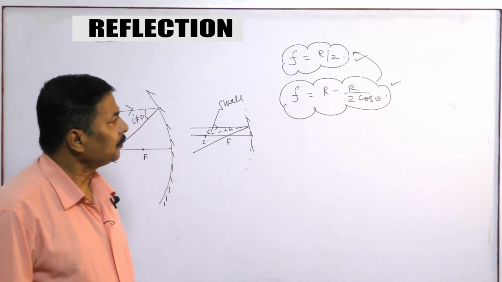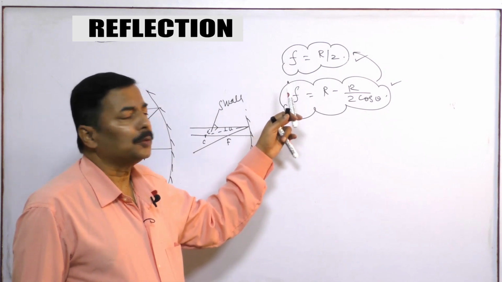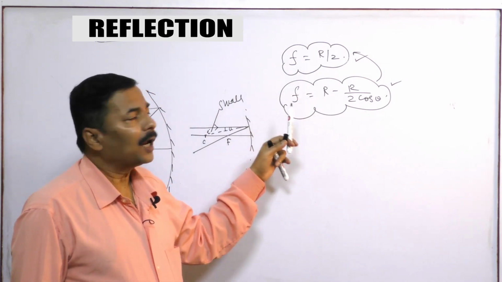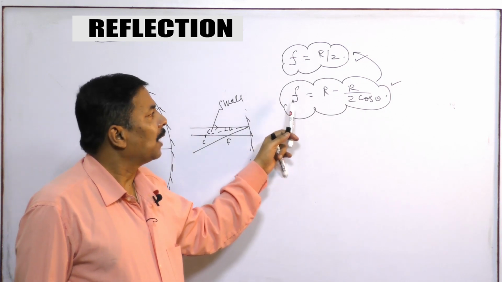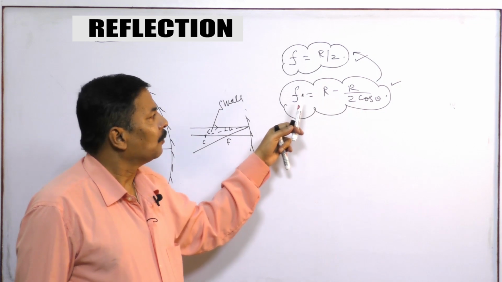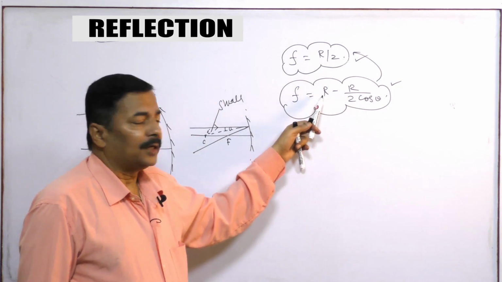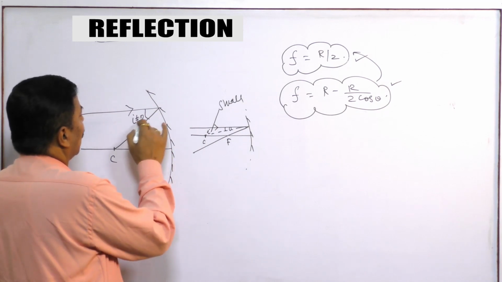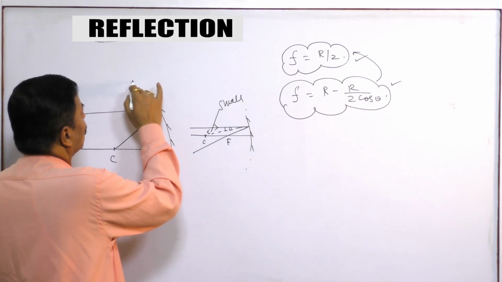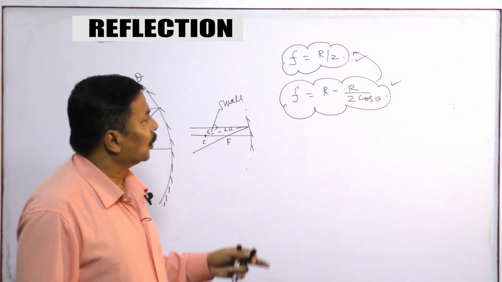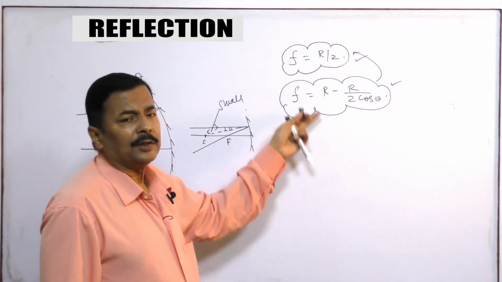So f is equal to R by 2 is valid for a mirror of a small aperture, and for a mirror of large aperture f is equal to R minus R by 2 cos theta, where R is the radius of curvature and theta is this angle. This angle is theta, the large value that we will consider as theta. So now we will see the proof of these two formulas.